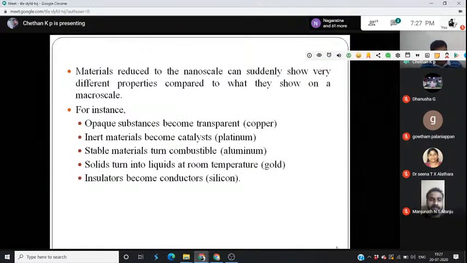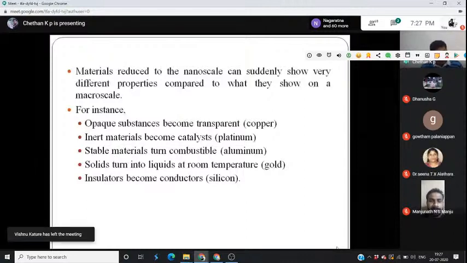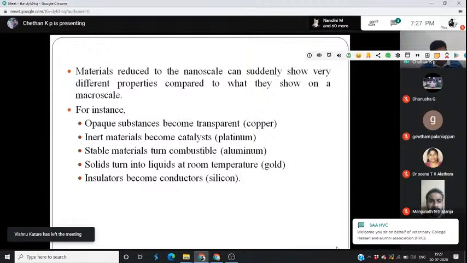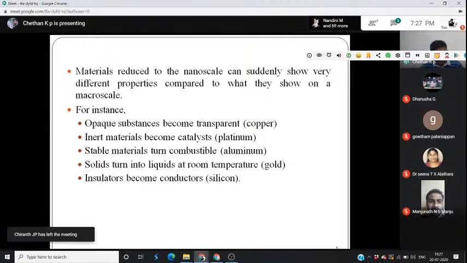Some of the examples for this quantum effect: copper, which is opaque at the room temperature in a normal sense, in a macro scale, will become transparent when you reduce it to nanoscale. Platinum, which is an inert material, will become a catalyst. Aluminium, which is stable, will turn combustible. Gold, which is solid at room temperature, will turn into liquid. Imagine your gold in liquid state. Silicon, which is an insulator, becomes a conductor. I think you might have observed, studied the silicon conductors, chips, which we now use.